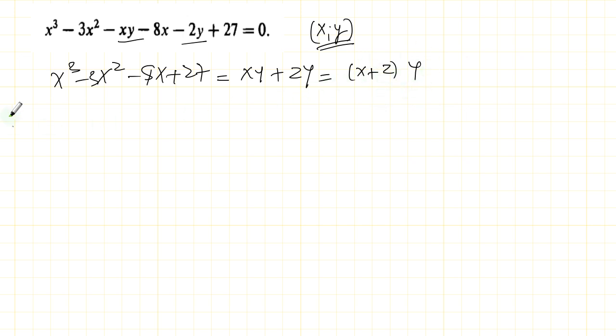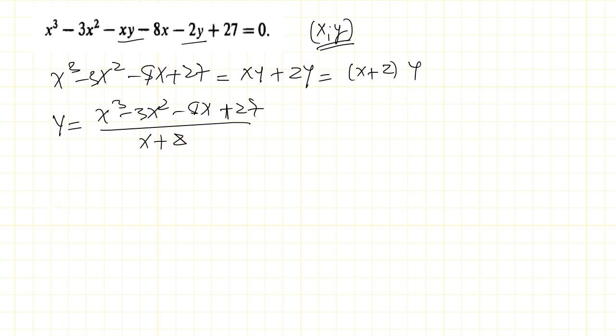Now I'm going to isolate y, so y is equal to x to the 3 minus 3x squared minus 8x plus 27, divided by x plus 2. By long division you can divide this; you can use the method that you prefer, but I'm going to work on the numerator so I can find terms similar to x plus 2.